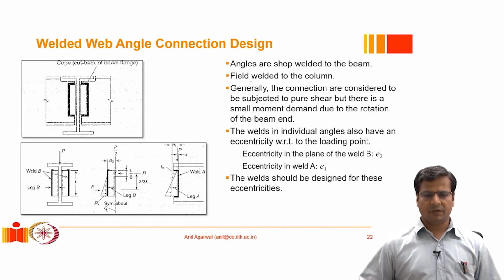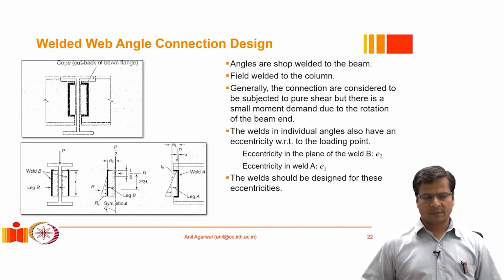So we typically would have, if it is a welded connection, we are more likely to have the field welding done to the column, between the angle and the column, and shop welding will be done between the angle and the beam. Okay, so the angle will come to the site already welded to the beam, and then at the site it will be welded to the column.